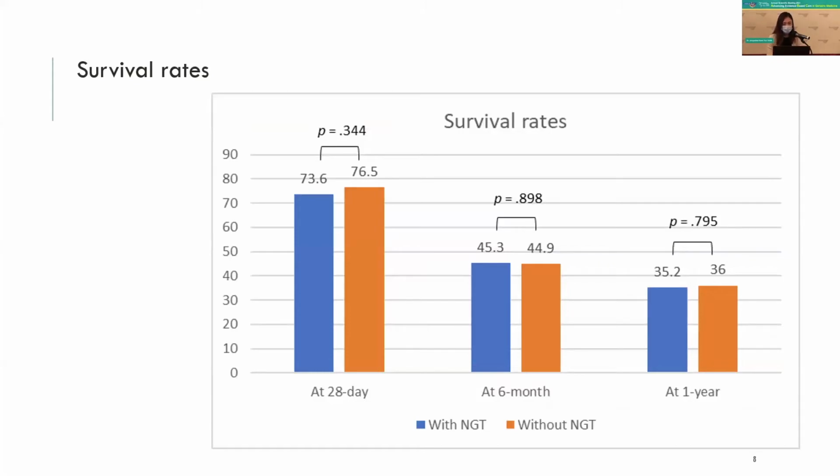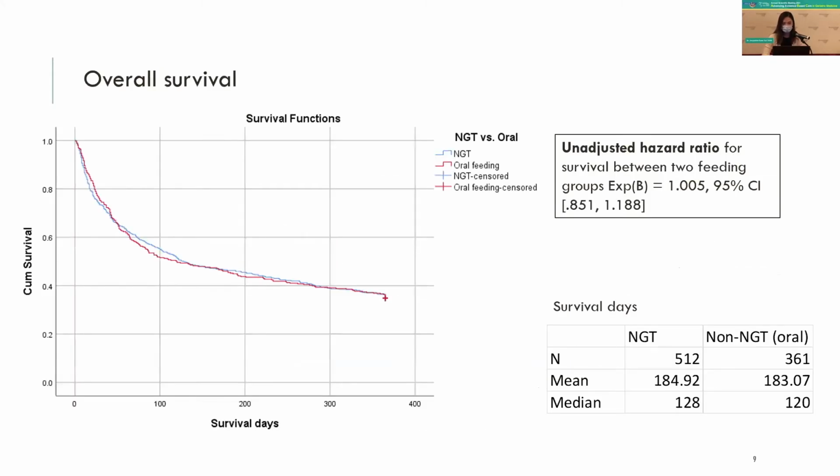So this graph shows the survival rates at 28 days, 6 months, and 1 year. And we found no difference in survival rates between the 2 groups. The 6-month survival was around 45%. We did a Kaplan-Meier analysis and found that overall survival also did not differ between the 2 groups, with a median survival of around 120 days.